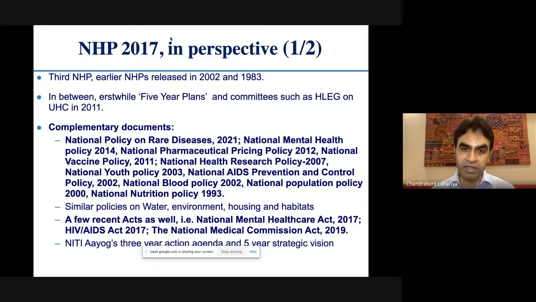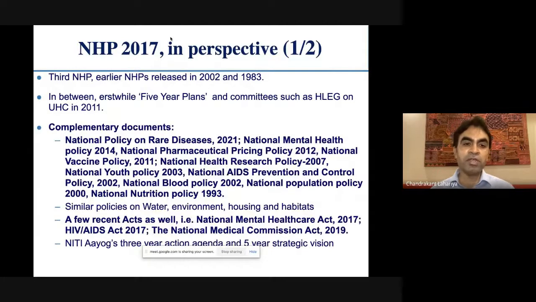But not only the health sector, even though we are talking about the health sector, there are policies of other sectors which have a direct or rather indirect linkage with the health sector. And so water related policy, environment, housing, air pollution, habitat, all of those policies should be seen together in consonance.